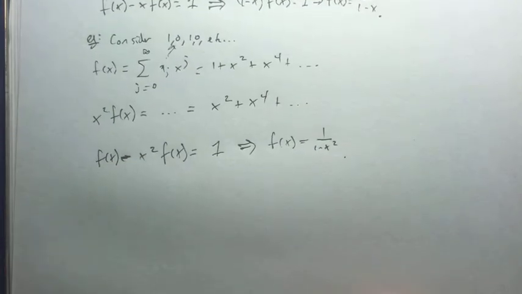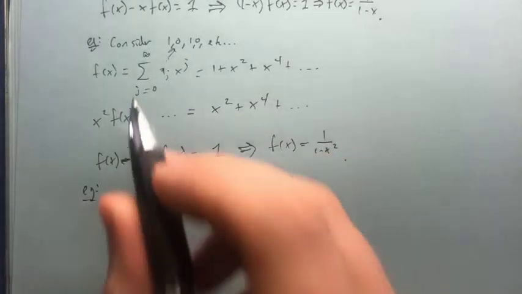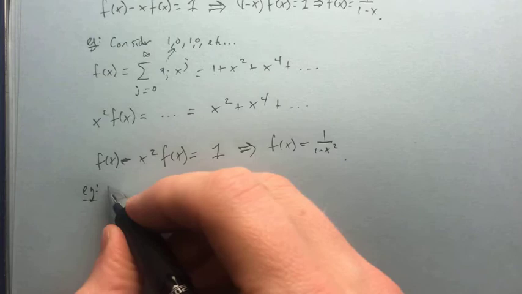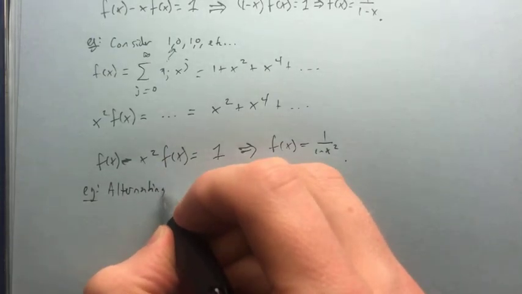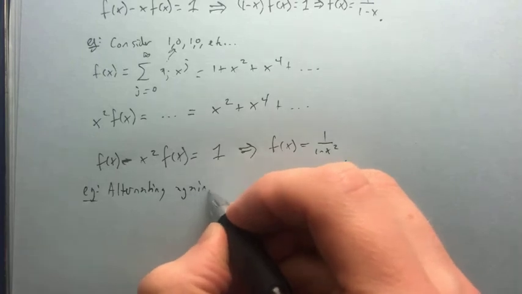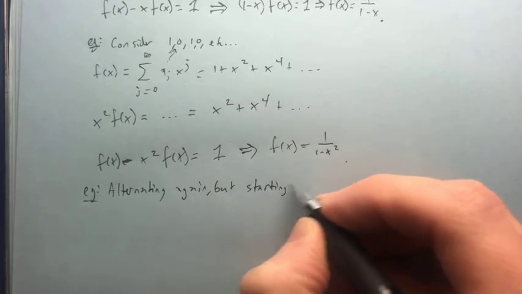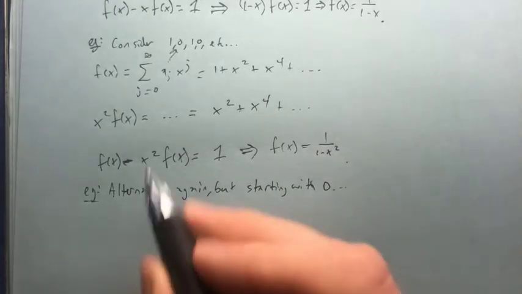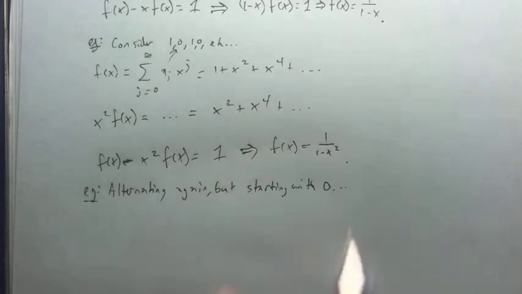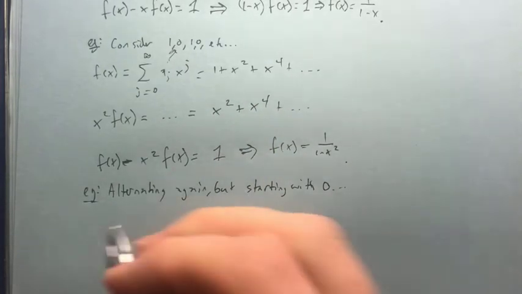Let's try something now just a little bit different. Let's say we want the same sequence as before, but starting at 0. So I want the exact same function as before, but sort of shifted over by 1. Well, that's nice.